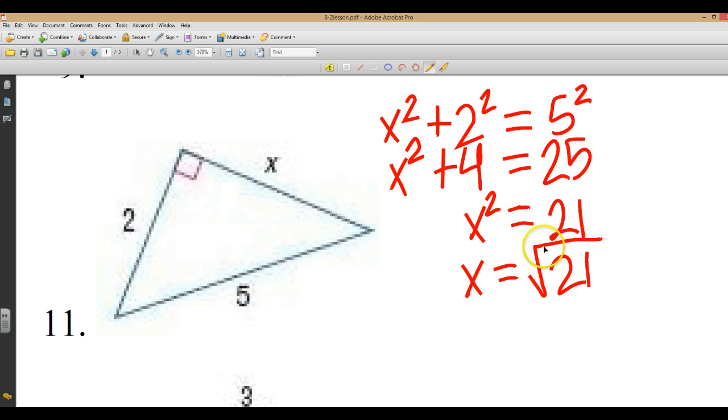The prime factorization would be 3 times 7, so there are no double factors. There's no pair of factors that we'd be able to cancel out and take out of the radical. So we would either leave it as the square root of 21, or we can use a calculator and get an approximation of 4.6.